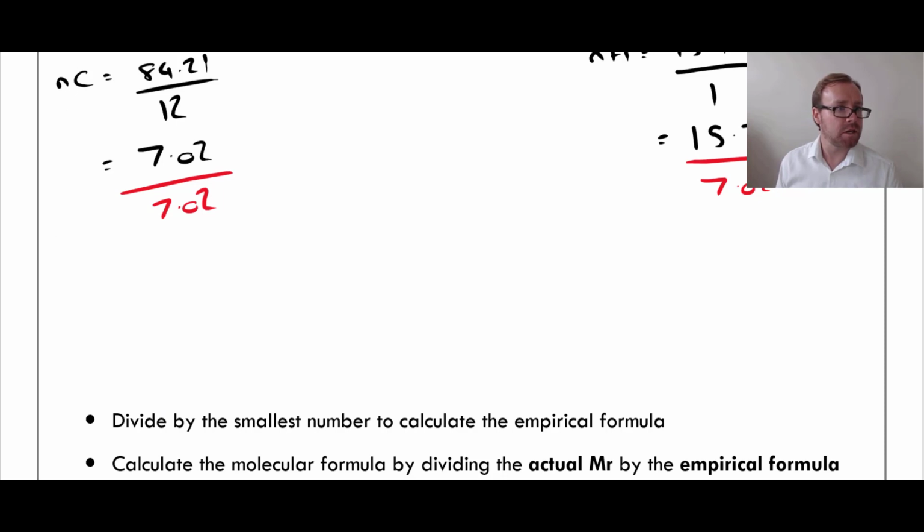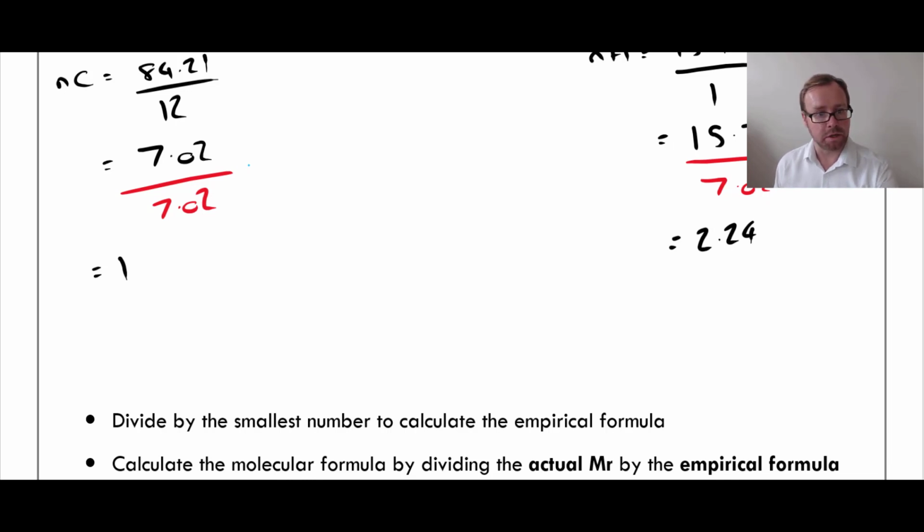So that gives me some values. What does it give me? It gives me 1 and 2.24. Okay, so 2.24. It's not a whole number, it's not even close to a whole number. So I need to convert this into a whole number.